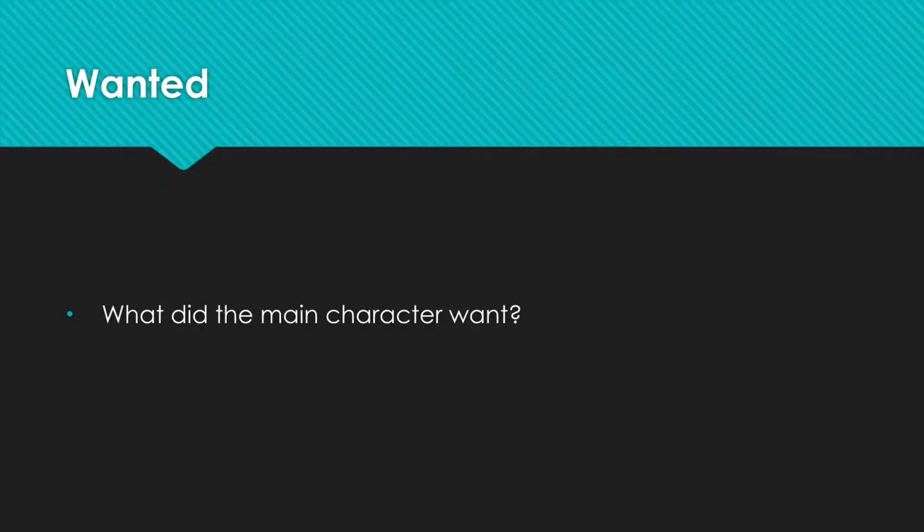The wanted of the 5-finger strategy is simply, what did the main character want? This is usually their feelings or their desires or things that they actually want to do in the story. For example, they could maybe want to go buy ice cream. They could want to go watch a movie with their friends. They maybe want to go get a dog. Those are just some examples of what the main character could possibly want in a story.